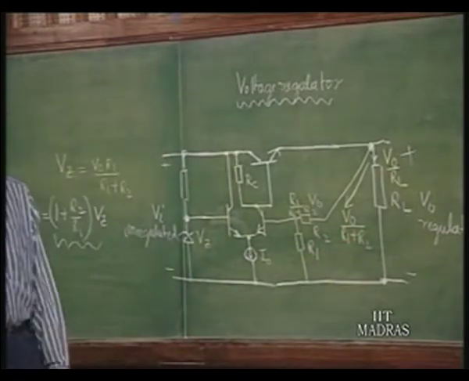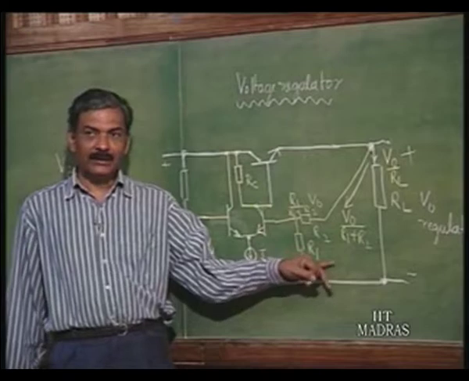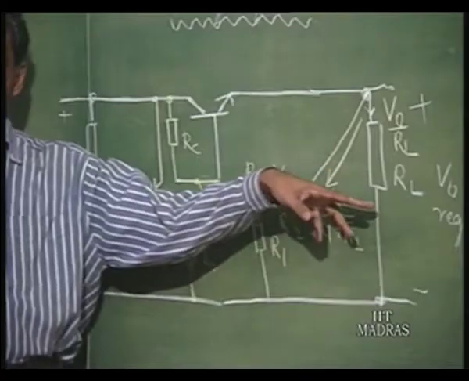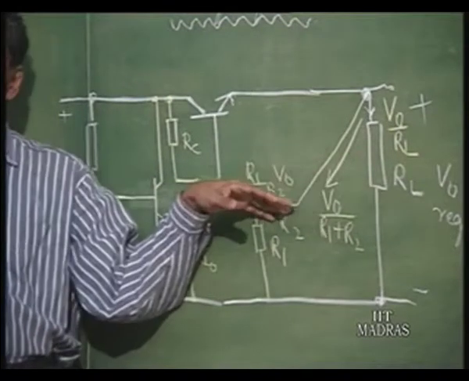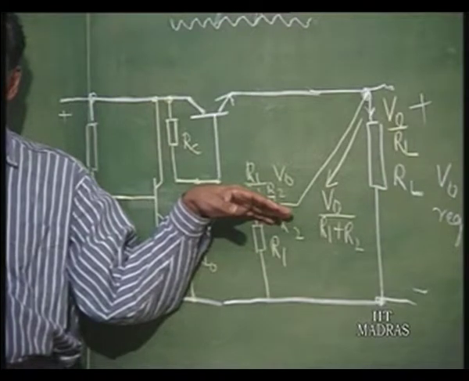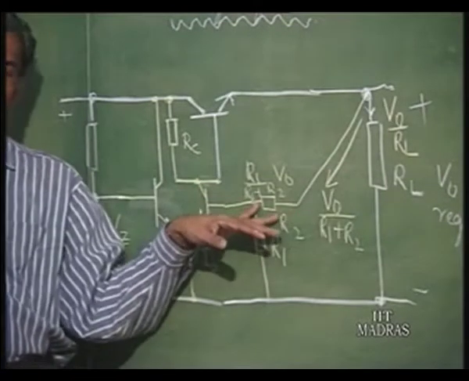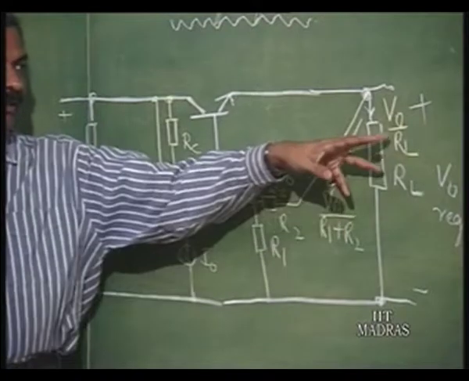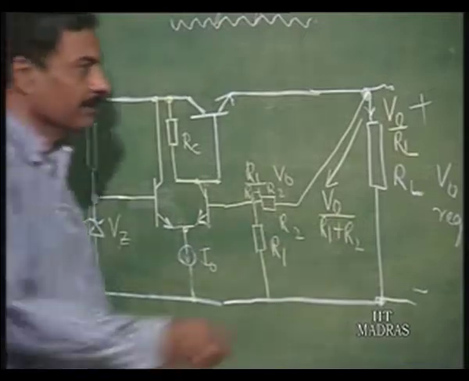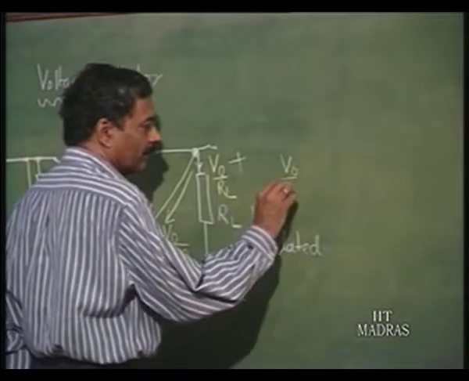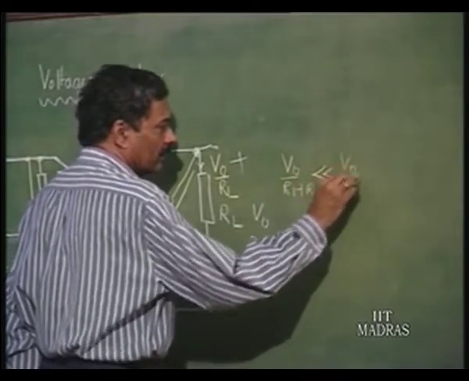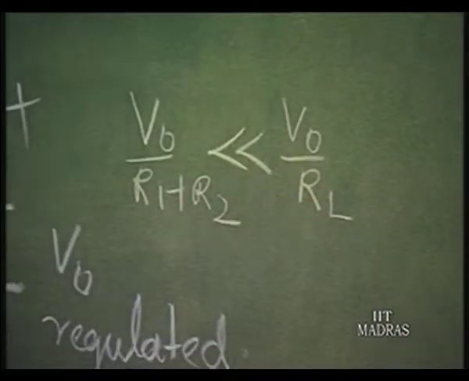Obviously, R1 plus R2 should be chosen by us such that this V naught by R1 plus R2 forms a small part of the load current, because the rest of the current should not be dominant, for maintaining good efficiency. So, this is made small compared to V naught by RL. V naught by R1 plus R2 should be much less than RL. This is one requirement.